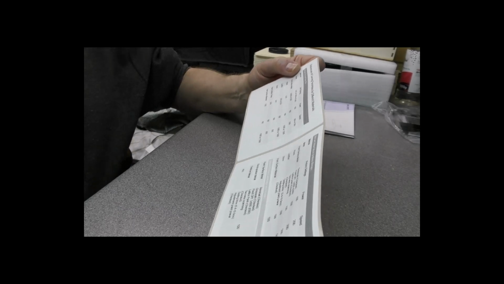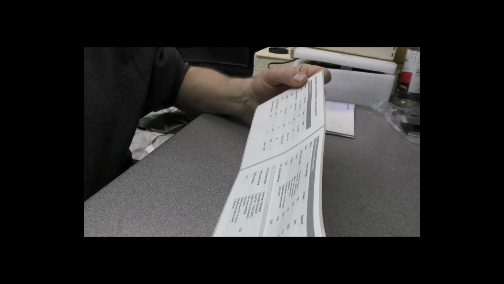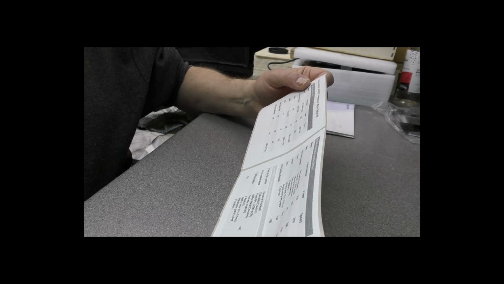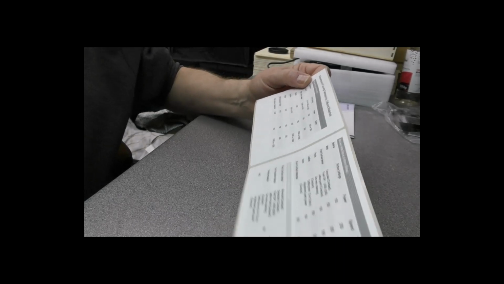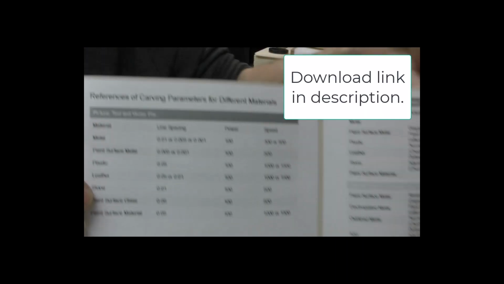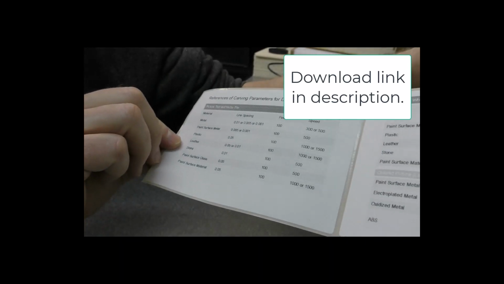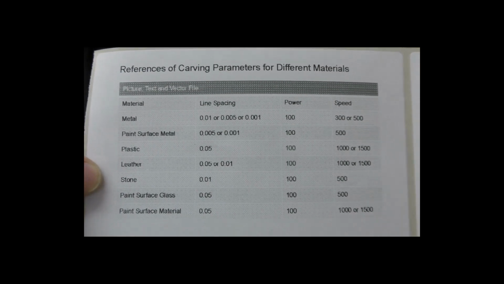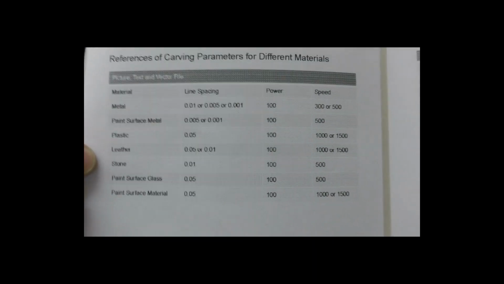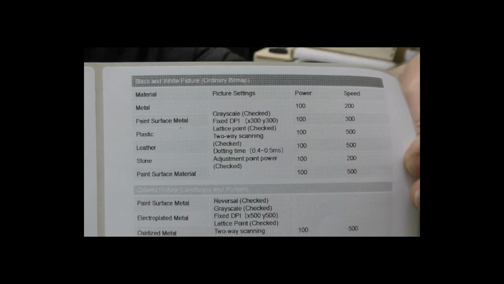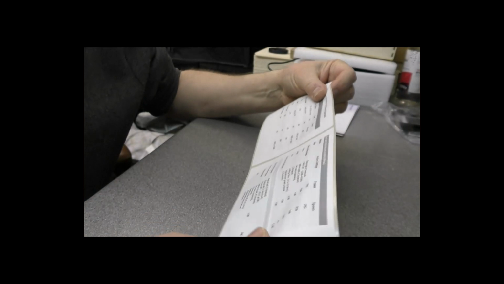I've just printed this quickly out on my label printer, but an A4 sheet probably would have been clearer. But you can see there we've got recommended speeds and line spacing. I think that's quite important for all the different materials. And then on this page again, we've got all of the different speeds and picture settings.